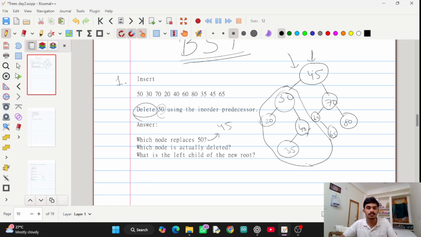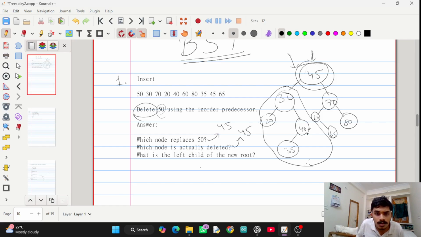50 didn't get deleted. Of course it did, but we are replacing the value of 50 with something else. The node 50 is not deleted. The value in this node is deleted, and we are replacing that value with something else. We know what it is, of course, but consider this node completely wiped off. So now we have the answer for which node is actually deleted. It is the 45 node. The complete node is deleted, not just the value in it.